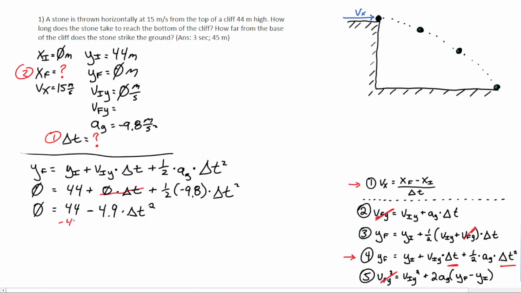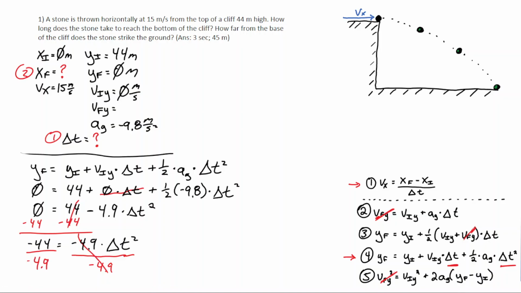Let's get rid of this positive 44 by subtracting it out on both sides of the equation. These 2 will cancel each other out, leaving us with this, times our delta t squared. Okay, so now we have a multiplication of negative 4.9, so we have to divide both sides by our negative 4.9 on both sides of the equation. Those 2 cancel each other out, and we're going to be left with this. Sorry about running out of room over here.